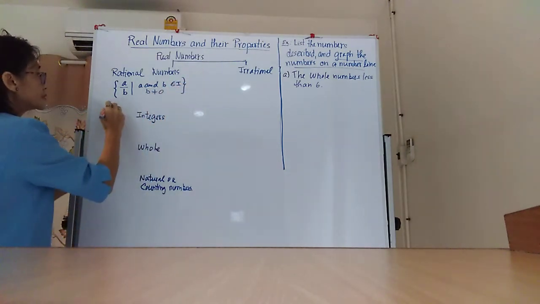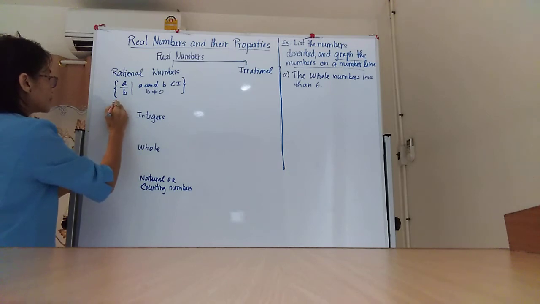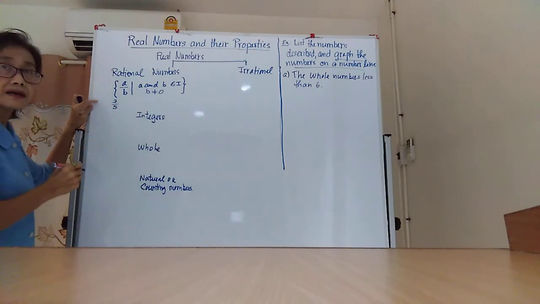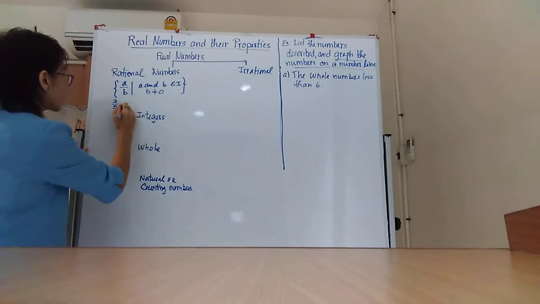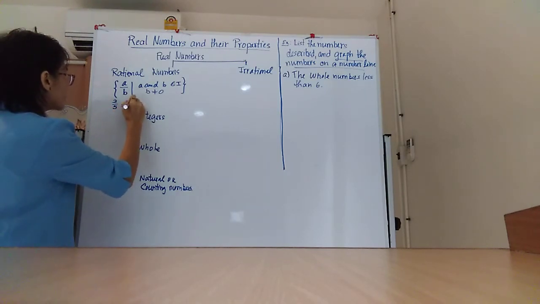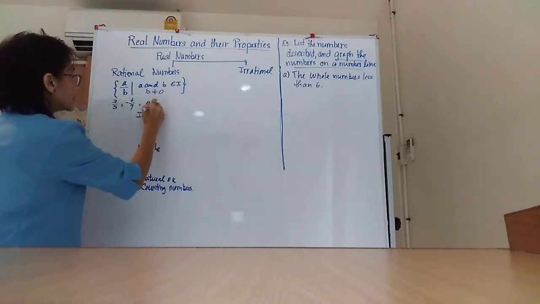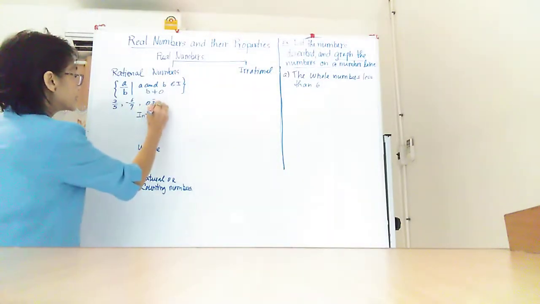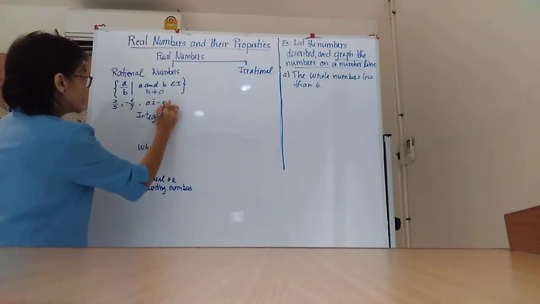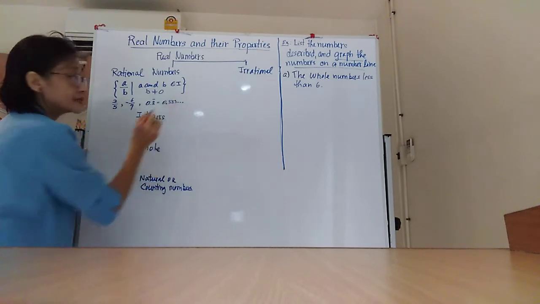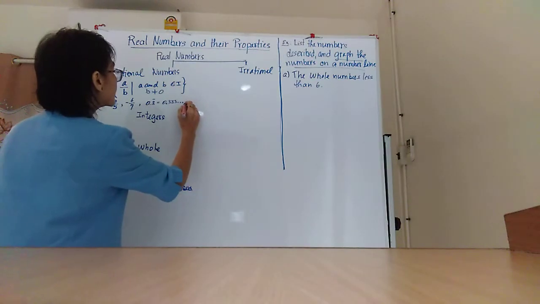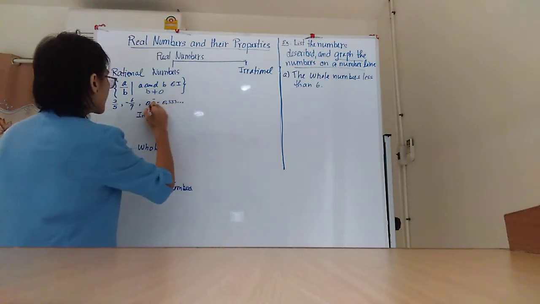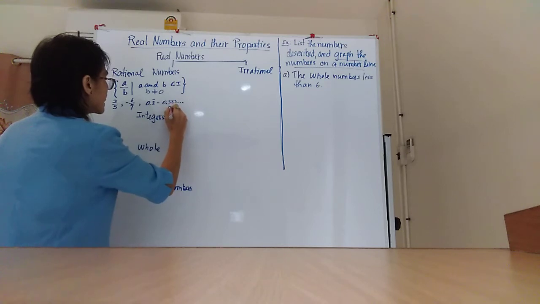For example, if I give you 2 over 5, that is a fraction or ratio, or you can even write negative 6 over 7, or you can write 0.3 bar. It's a repeating decimal. Sometimes you can write 0.33 and dot, and so on. This 3 dot represents and so on. Or another example, maybe 0.25 or 0.2.